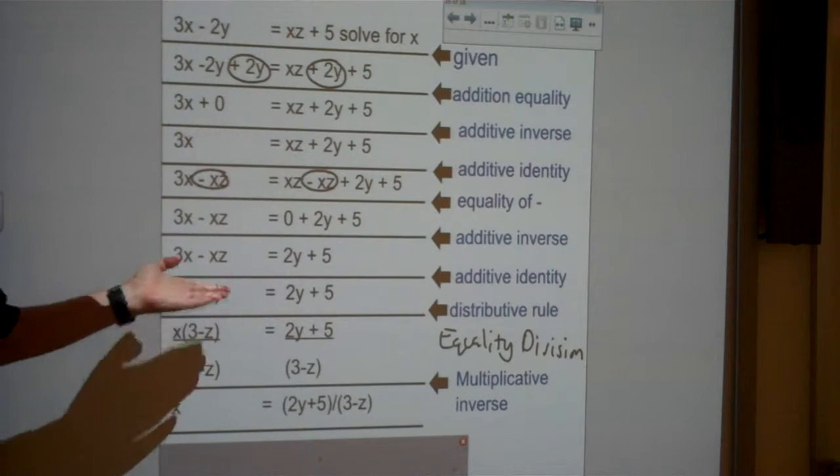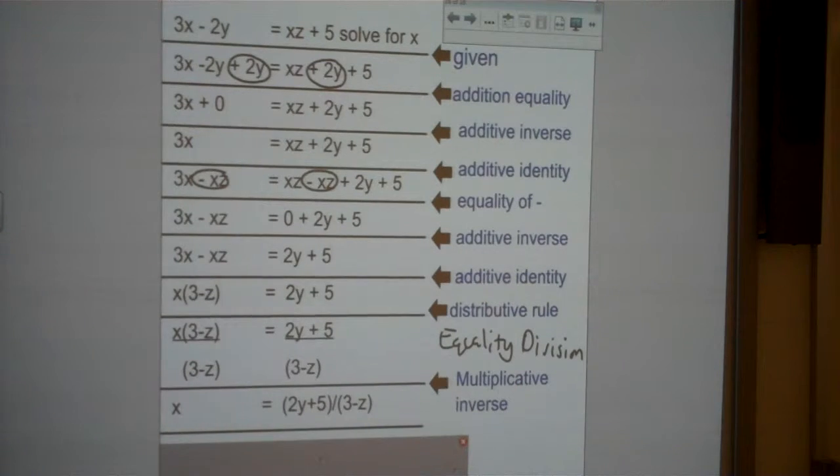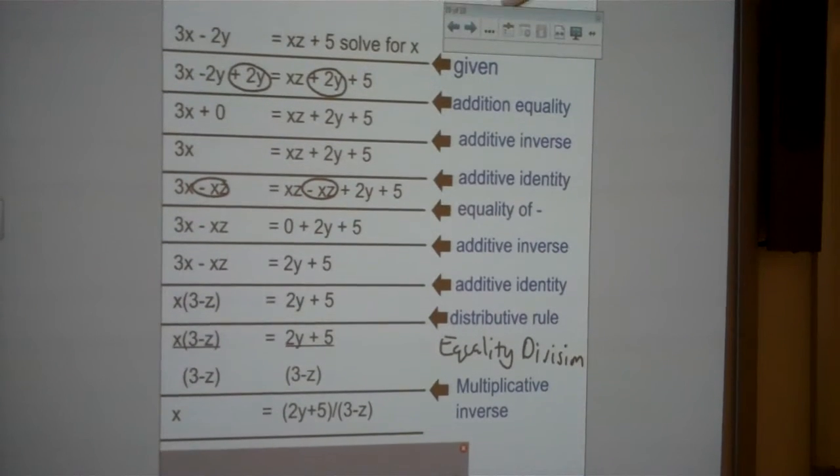And then our last step, when we're multiplying, we always do a division question. So at the moment, just make sure you understand all those properties, and we'll come back to more questions like this when we do literal equations later.